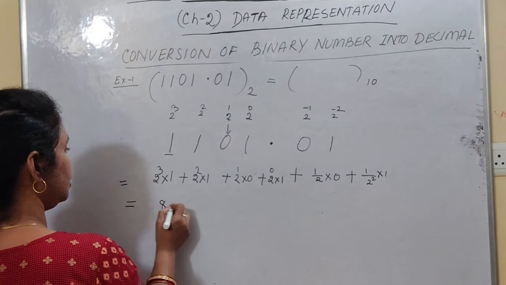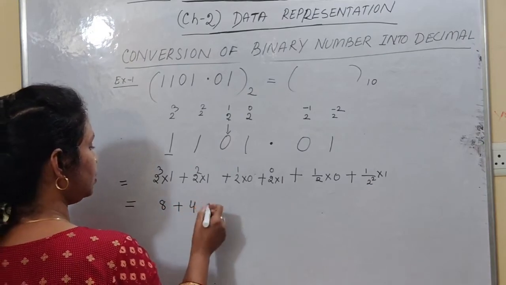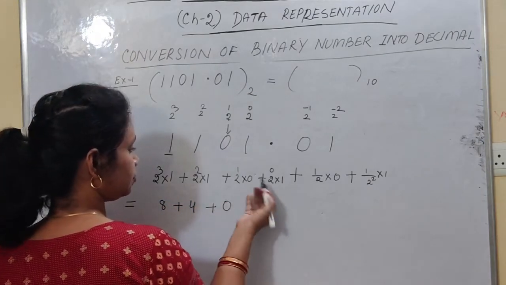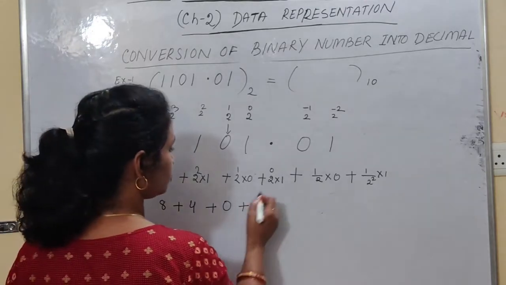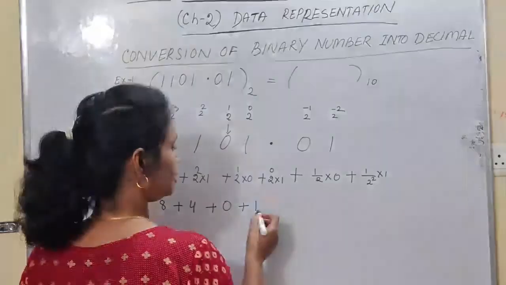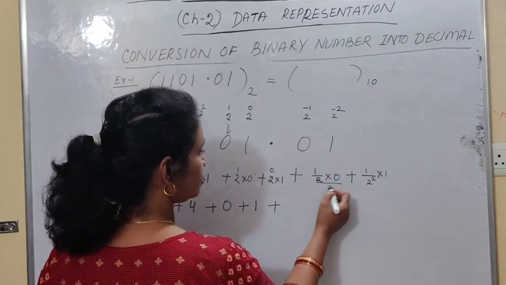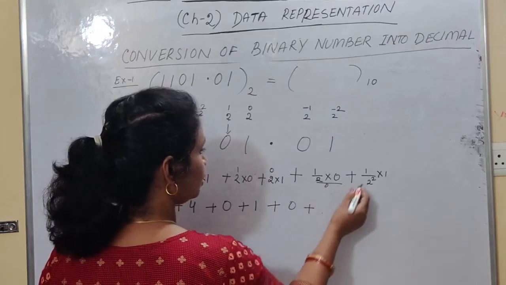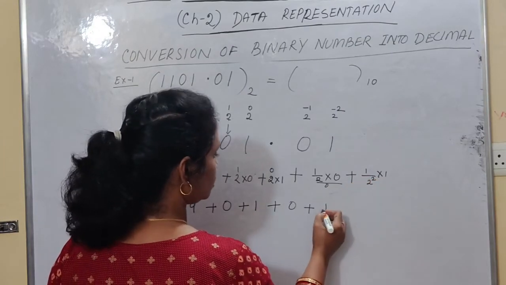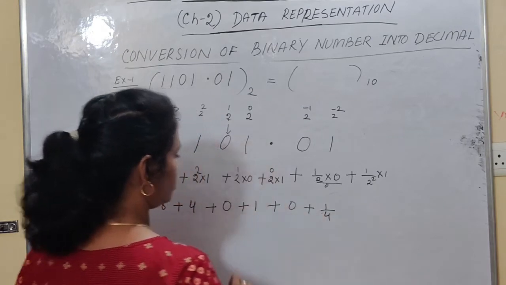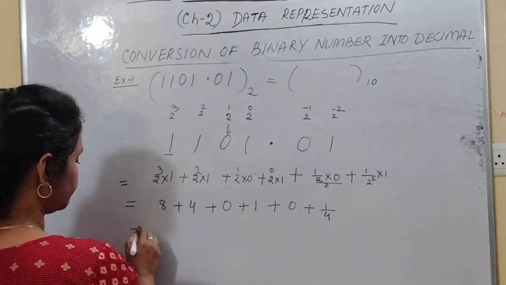2 to the power 3, 8, plus 2 to the power 2 multiply 1, 4, plus this is 0 because multiplied by 0, plus 2 to the power 0 is 1. 1 multiply 1, that is 1, plus this is also 0. So 0 plus. Now 1 by 4. Is not it? So it is 1 by 4. Now you have to solve this.